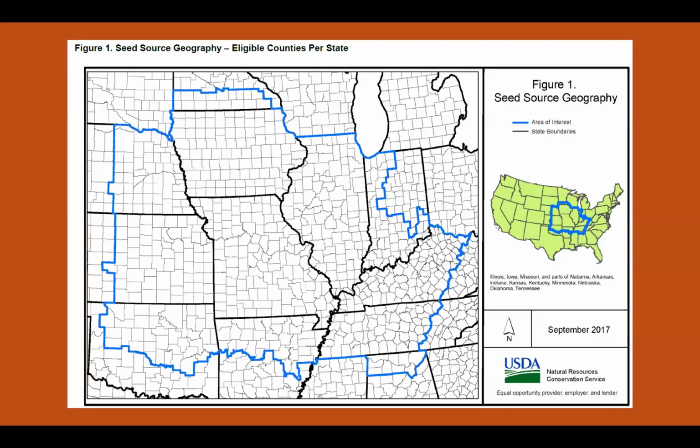All right, so be sure that your seed is as locally sourced and grown as possible. USDA programs require specific seed source geography, and so this is our seed source geography eligible counties for Missouri that we can source seed out of. The wildlife habitat implementation requirement sheet actually has each of these counties listed, if you need some more information on that.